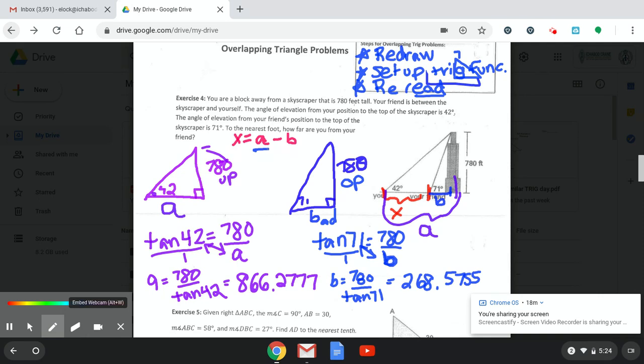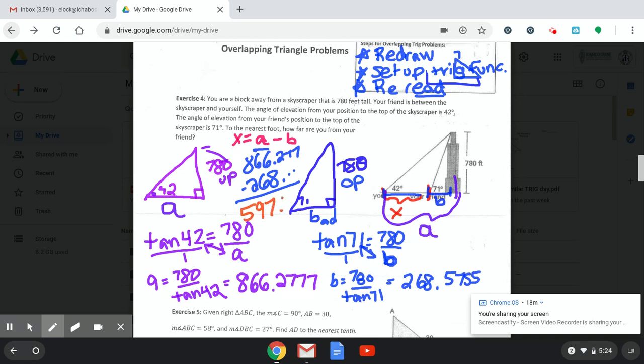Looking back at our paper here, the side X is the distance between me and the friend. So if I am 866 feet away and our friend is 268 feet away, we're taking that 866.277 and subtracting our 268 with decimals. I'm running out of space. And our final answer is going to be 597.7022. So the final answer rounded to the nearest foot is going to be 598 feet.